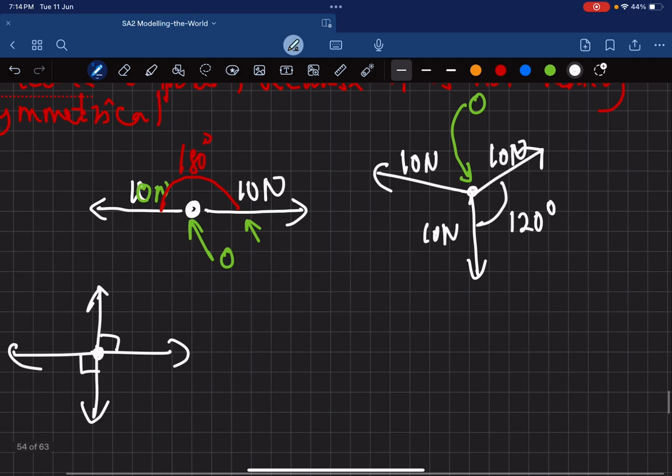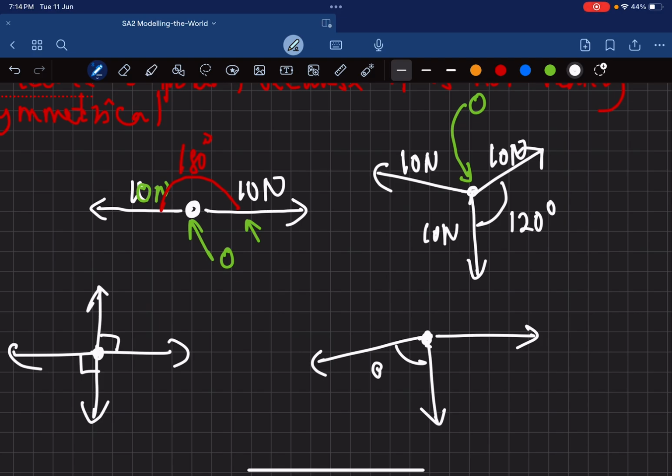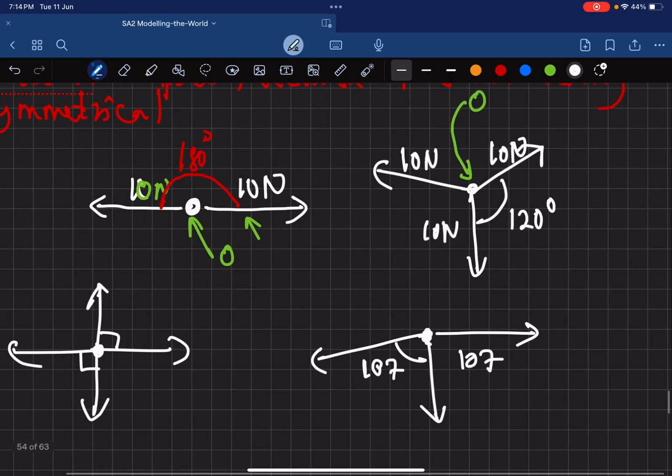But imagine it was like this. Imagine it was a force, one force acting this way, one force acting this way, one force acting this way. And let's say this angle was 107, and this angle is also 107. So now you see it's actually not symmetrical, right? It's not symmetrical at all because the bonds are not cancelling out each other.